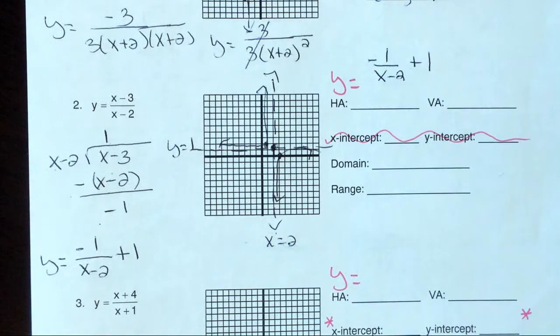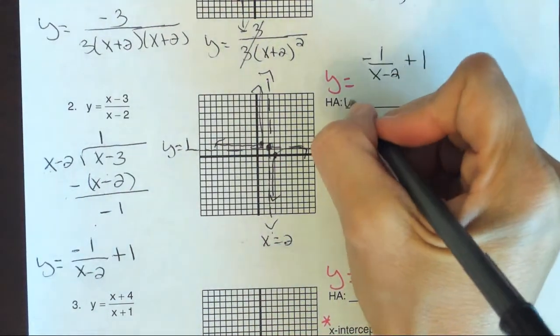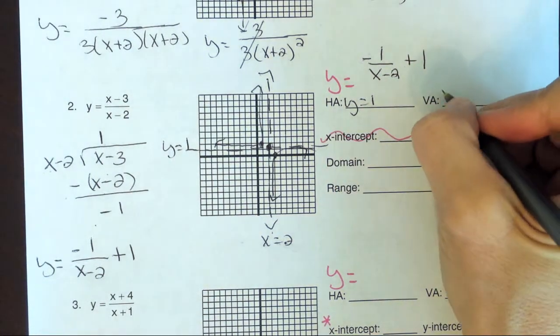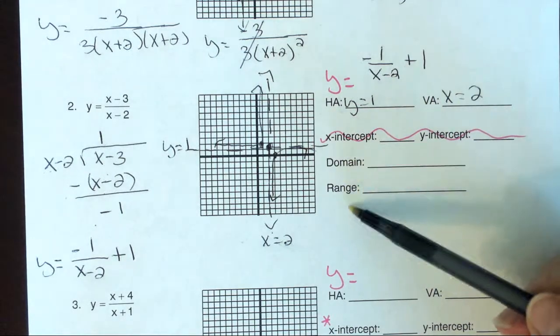Okay, so there's my picture. I've labeled my horizontal and vertical asymptotes, so they're really easy to answer. So y is going to be equal to 1, and x is going to be equal to 2. Again, I use these two to do my domain and my range.